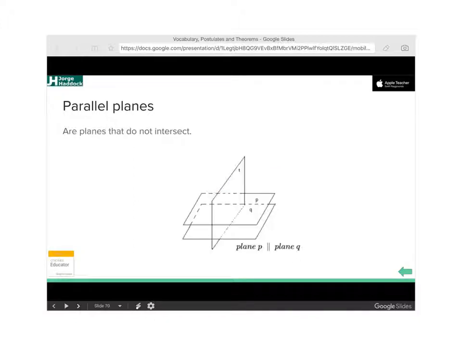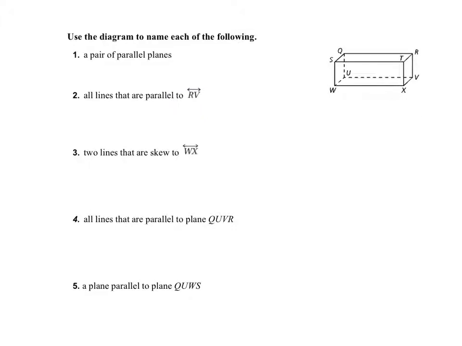And the last one is parallel planes. Parallel planes are planes that do not intersect. That's simple. So plane P is parallel to plane Q down here. Now I want to use this information, a pair of parallel planes. Parallel planes are two planes that do not intersect. And on this exercise, the answers may vary, so I'm just giving you one or two of the options.